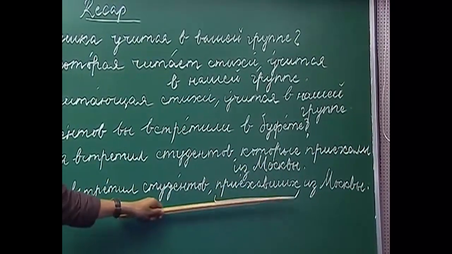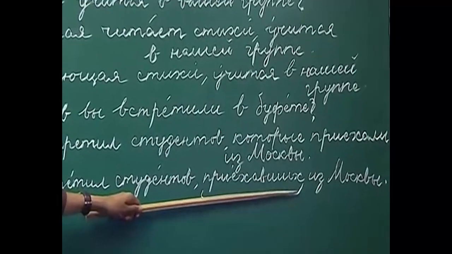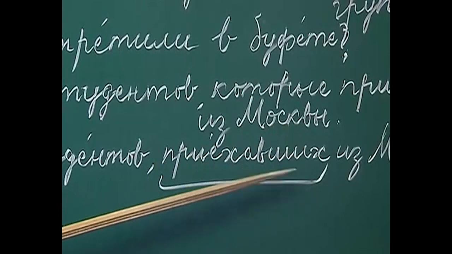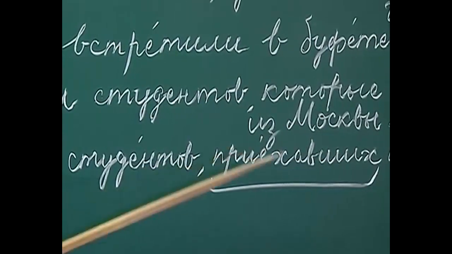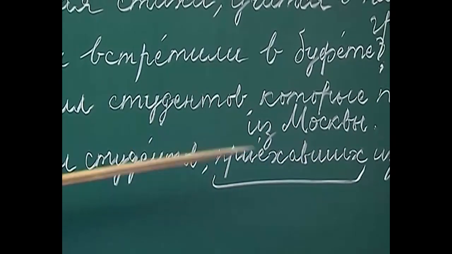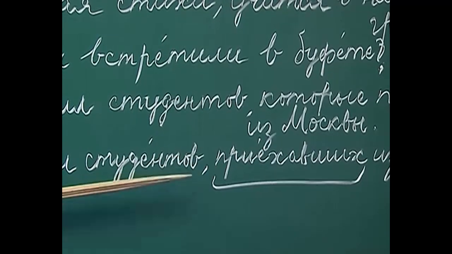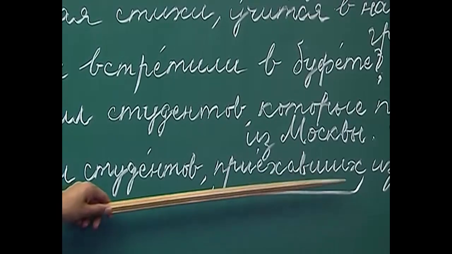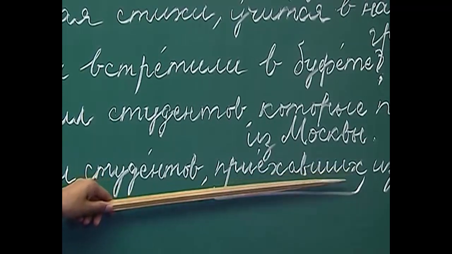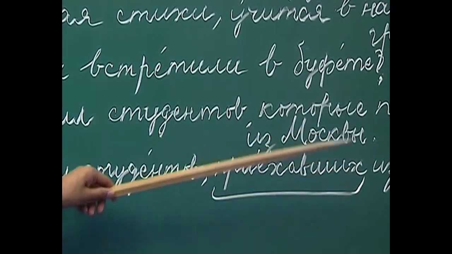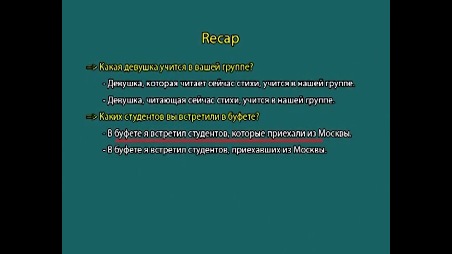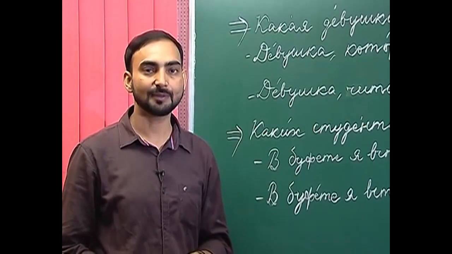Here we are using the active participle in the past tense, and the gender, number and case will depend on the noun it qualifies. So, here the noun which it qualifies is студентов, which is in the accusative case plural number. So, the form of приехавший will be in the plural number and accusative case. So, this was about the present participle active.